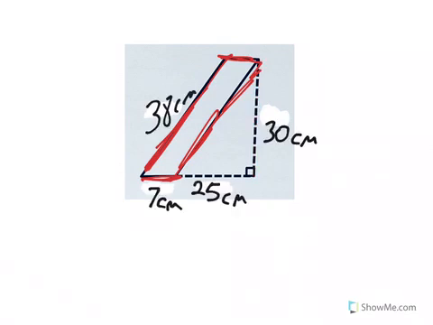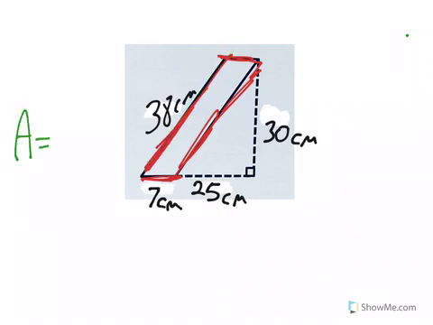Now, if I give you all these measurements, I just want to break this down real quick. This is 7 centimeters. If you went all the way across to make this shape a triangle, then that's 7, and then this portion is 25. Okay. The height, if you want to think about it as ground level to the very top, then is 30 centimeters. And this side here is 38 centimeters.